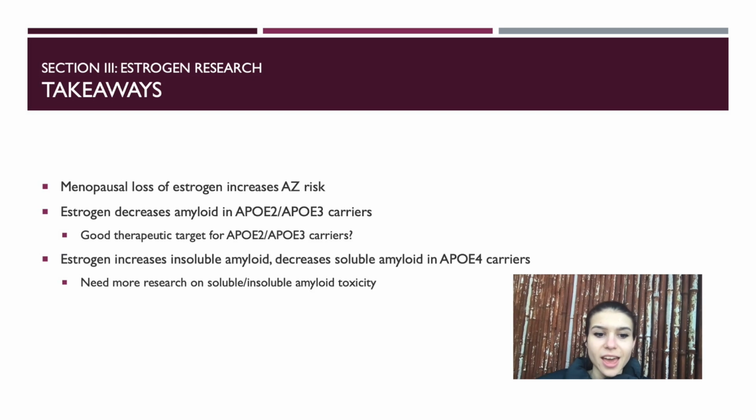And this leads me to my takeaways. So to recap, we saw that menopausal loss of estrogen is associated with an increase in Alzheimer's risk. And then we saw that, at least in the mouse models, estrogen decreases all the amyloid in the ApoE2 and ApoE3 mice, and it could be a good therapeutic target for humans who are ApoE2 or ApoE3. However, because estrogen increased the insoluble amyloid in the ApoE4 mice, we probably need more research on soluble versus insoluble amyloid toxicity to understand whether this could be a good therapy for human ApoE4 carriers.